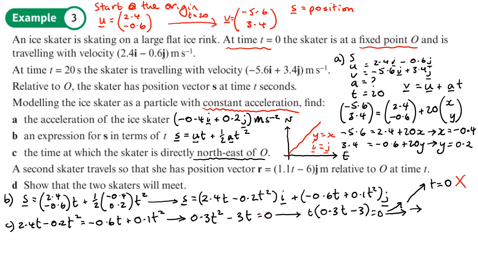So the other value is going to be when 0.3t minus 3 equals 0. In other words, 0.3t equals 3, or t equals 3 divided by 0.3, which is 10. So that means they're going to be northeast when t is 10, and you can check for yourself. If you substitute the number 10 into here and the number 10 into here, you'll get the same number. That's a useful check, then you know it's northeast.